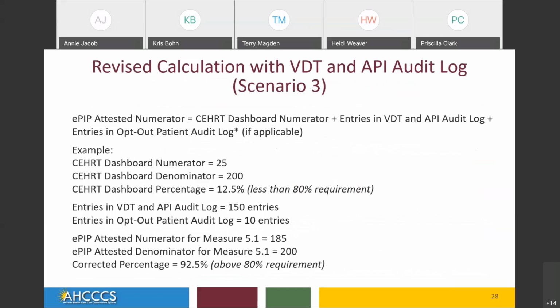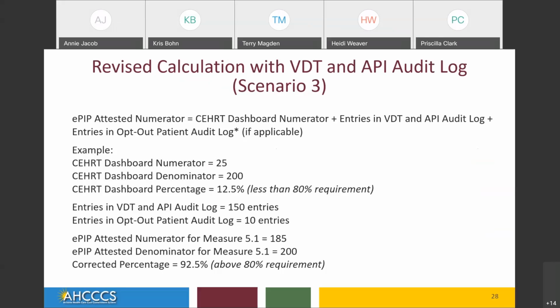So the revised calculation with that VDT API audit log. Let's walk through an example of what numbers could be included and how that works in the formula. At the very top, you can see there's the formula that was just explained in the previous slide. For example, if the EP Cert dashboard numerator is 25 and the denominator is 200, that gives the EP a resulting percentage of 12.5%, which is less than the 80% requirement.